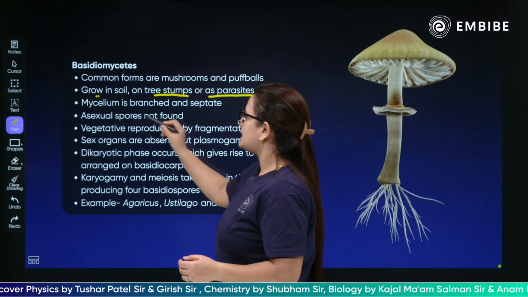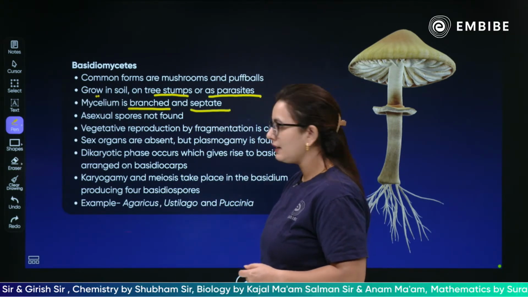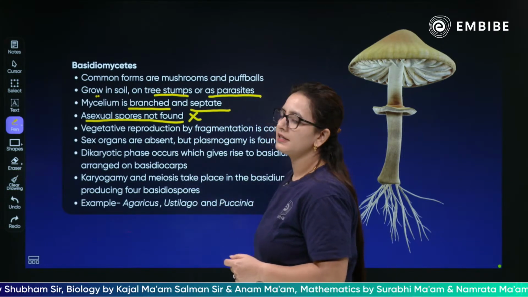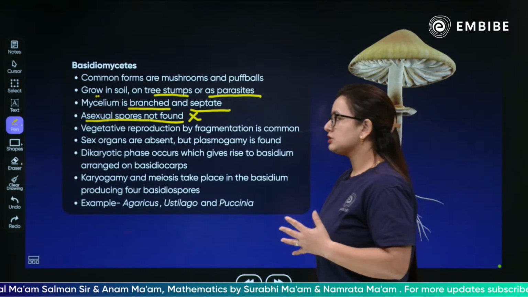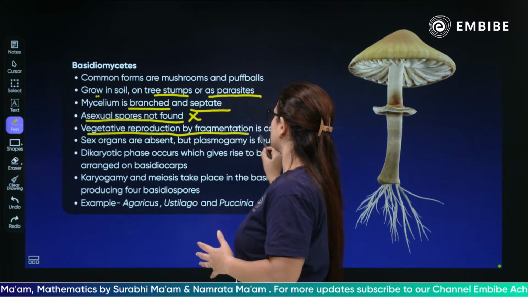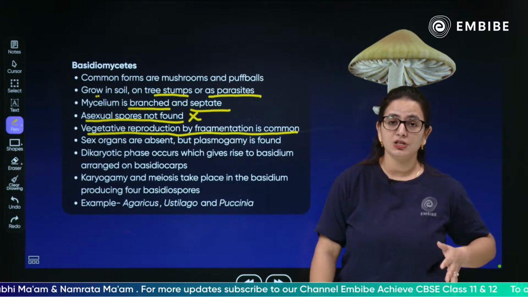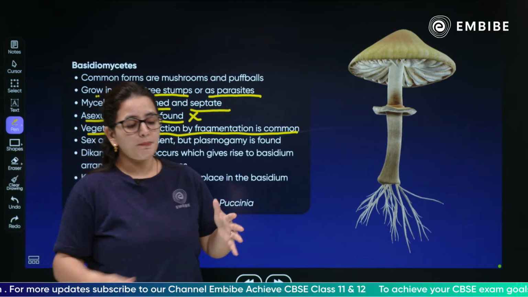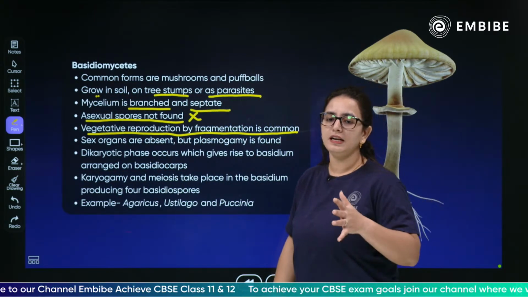The mycelium is branched and has separations, which is called septate. The asexual spores are not found, so the basidiomycetes do not reproduce asexually through spores. Yes, vegetative reproduction by fragmentation is common. If the body breaks down into a few fragments, each part develops into a new individual.